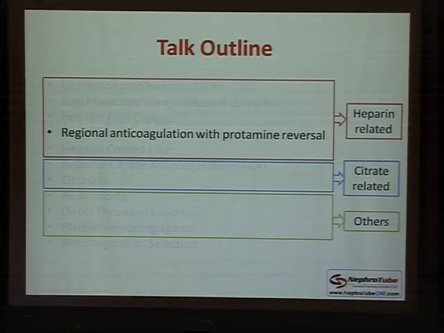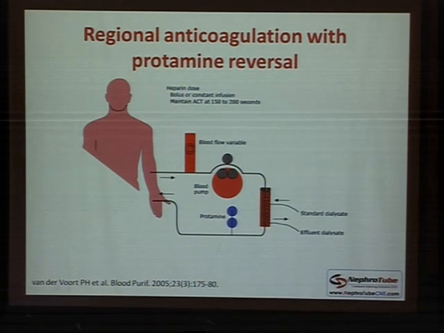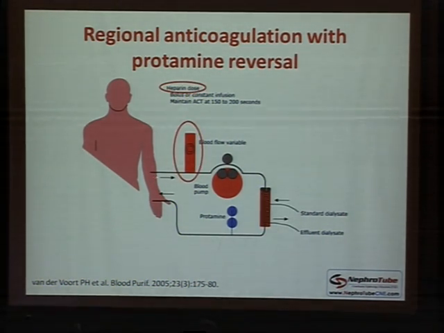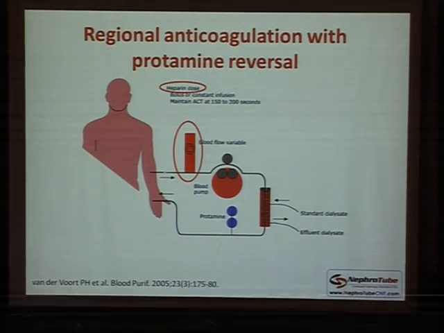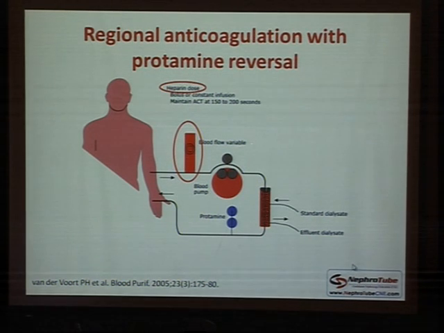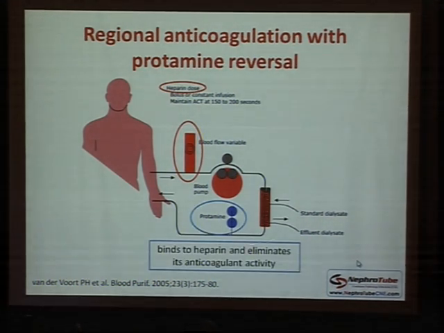Regional anticoagulation with protamine reversal actually is a historical method now, but I will mention its main idea. Its main idea is that when the blood comes out of the patient, they introduce a very high dose of heparin to anticoagulate the blood. Then, when the blood is coming back to the patient, they administer the antidote of heparin, which is protamine, to combine with heparin and neutralize it.